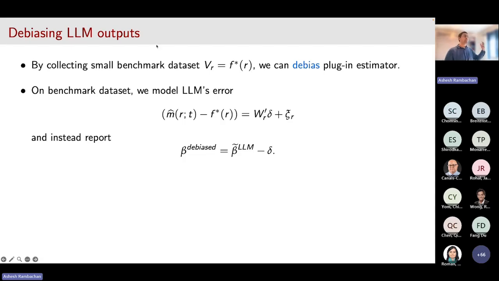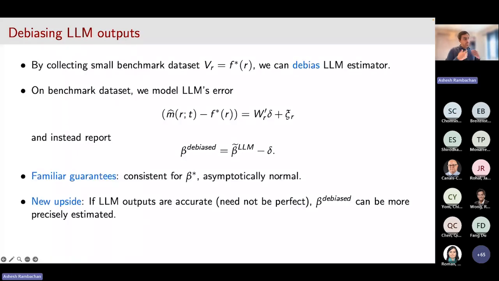If we collect a random validation sample or a random benchmark from our corpus, where we actually measure ground truth, we can then robustly debias this plugin estimate. On that benchmark or validation sample, we can calculate the language model's error and then regress that error on the structured covariates of interest. And then the bias of beta tilde LLM is exactly equal to that regression coefficient. So we can get back the coefficient we want by subtracting that off.